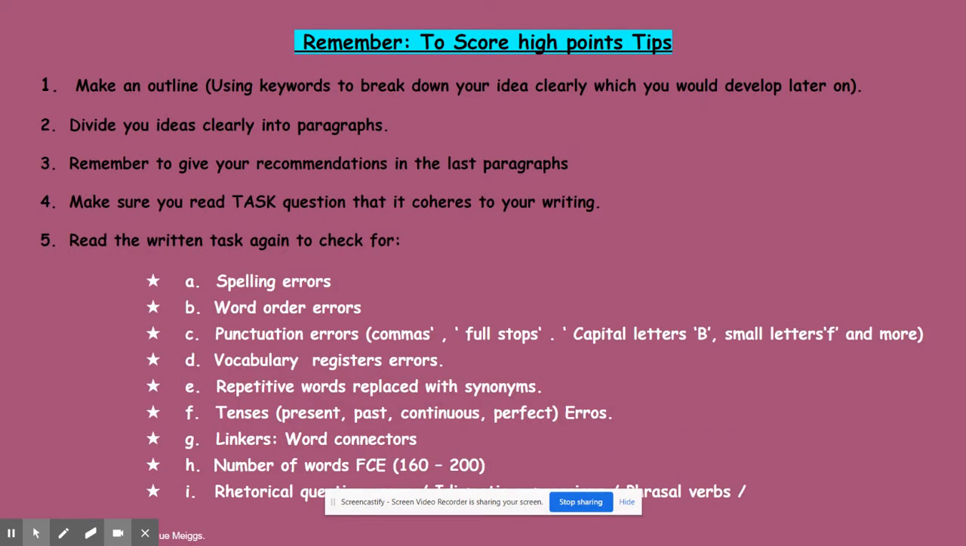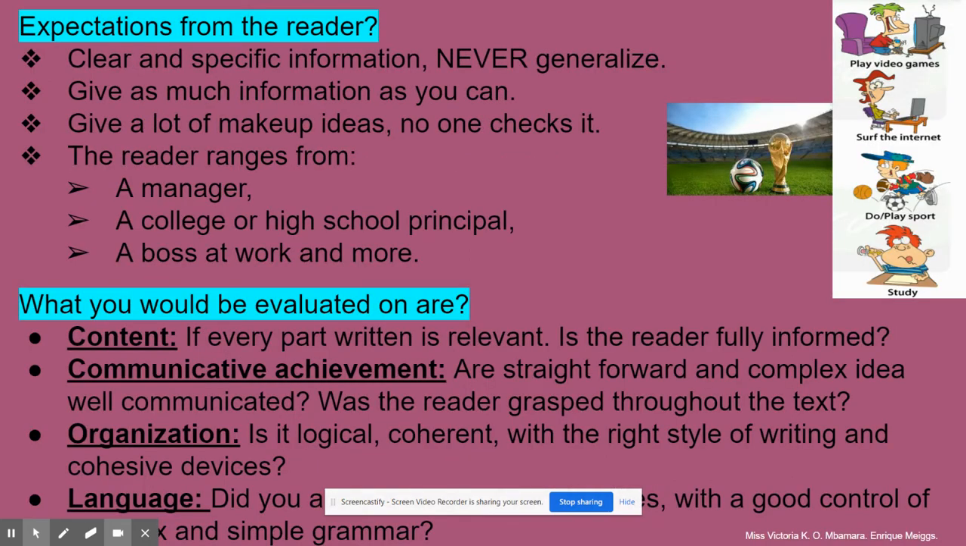Now, remember, these are the tips. You need to always apply these in any kind of writing you normally are asked to do. Okay? Now, the expectations. Now, who is the reader that always reads the report in Cambridge FCE?